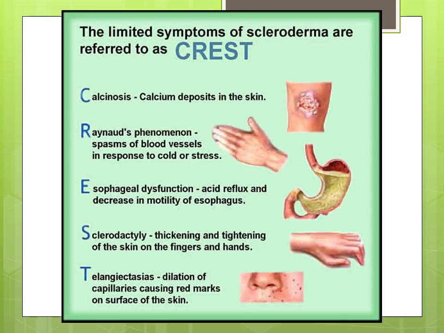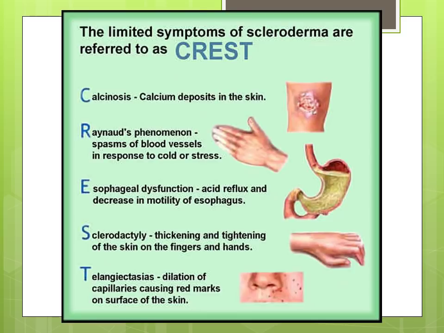The E is esophageal dysmotility or dysfunction, and that causes acid reflux. It leads to GERD. It also leads to a decrease in the motility of the esophagus. So we have to worry then about dysphagia. We have to worry about aspiration. It can lead to ulcers in the stomach, and then problems with absorption too, right? The patient's not getting nutrients if they're having trouble digesting.